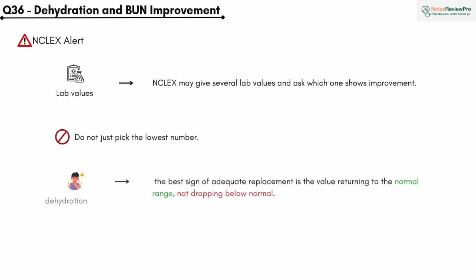Now here is the NCLEX alert. NCLEX may give several lab values and ask which one shows improvement. Do not just pick the lowest number. For dehydration, the best sign of adequate replacement is the value returning to the normal range, not dropping below normal.